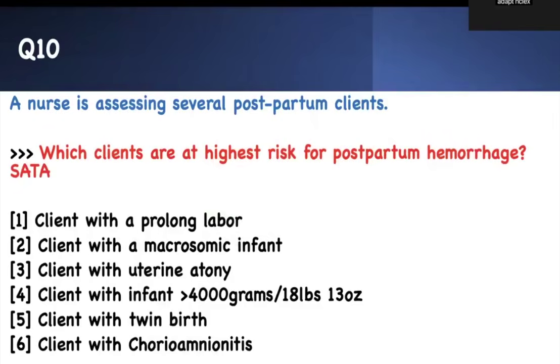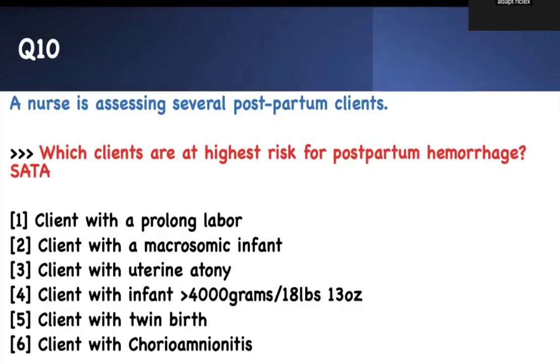Walking. Last one. I know you get 9 out of 9. Now I want you to get 10 out of 10. And this is a concept you should know regarding postpartum hemorrhage. I'm giving you the content. Write them down. Which of these patients has the highest risk of postpartum hemorrhage? Who? Prolonged labor, macrosomic infant, uterine atony, infant that is greater than 4,000 grams or 8 pounds and 13 ounces, or if you have a twin baby or chorioamnionitis.